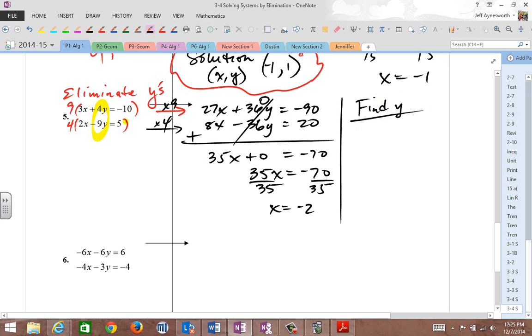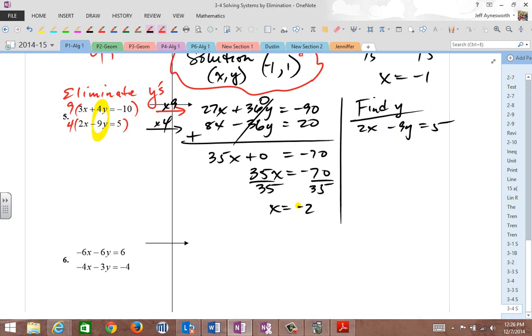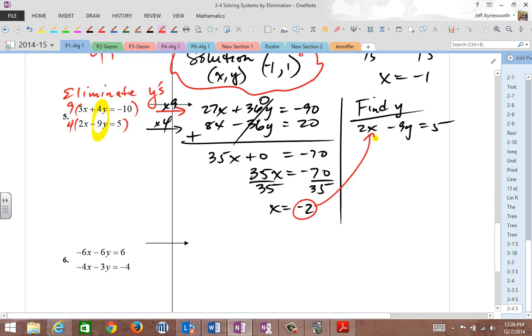So I'm going to use the second equation. So 2x minus 9y equals 5. I want to take this x value now and substitute it in for x. All right, so what do we have? We have 2 times negative 2 minus 9y equals 5. That gives me negative 4 minus 9y equals 5.